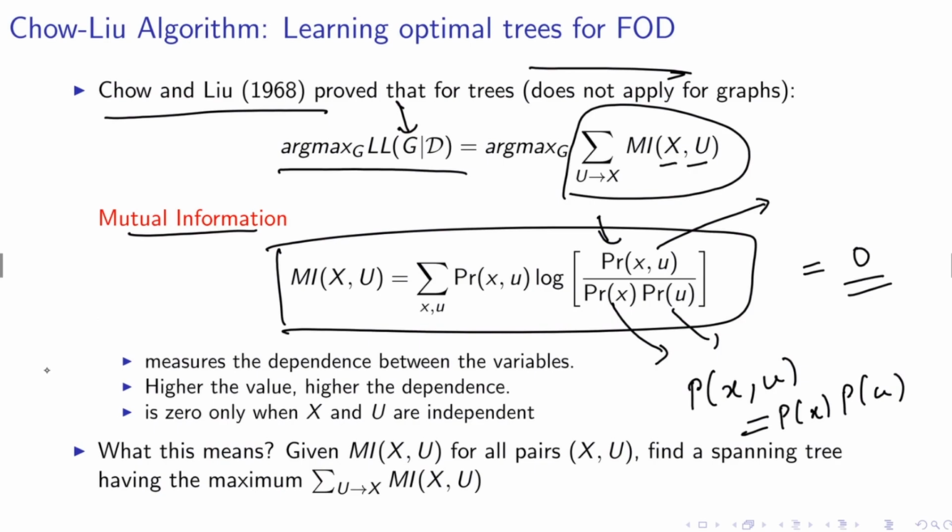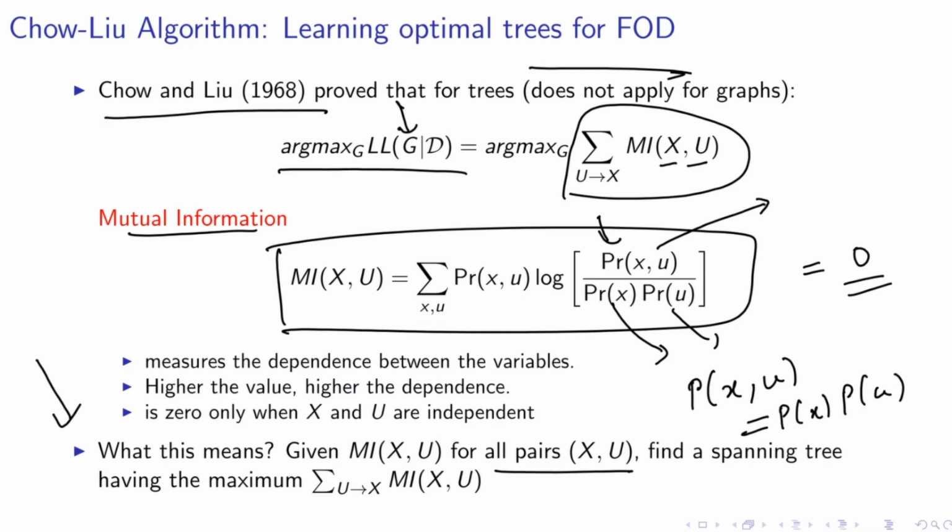Okay, so what does this mean? What it means is that instead of maximizing the log likelihood of data, now all we have to do is find a tree such that the mutual information of the tree is the maximum. Okay? So a consequence of this result is that we have to compute mutual information between all pairs of variables X and U, and then find a spanning tree, because remember, we want to find a tree such that the sum of mutual information is maximized, right?